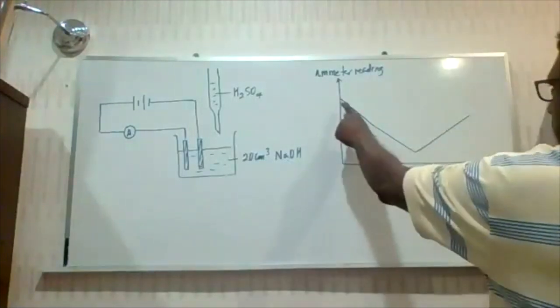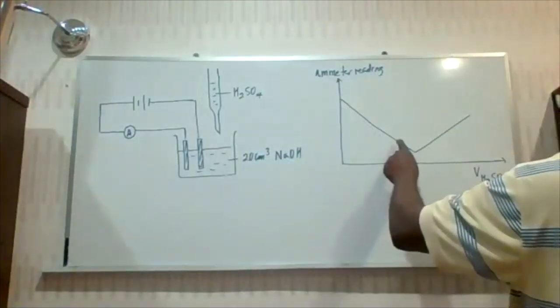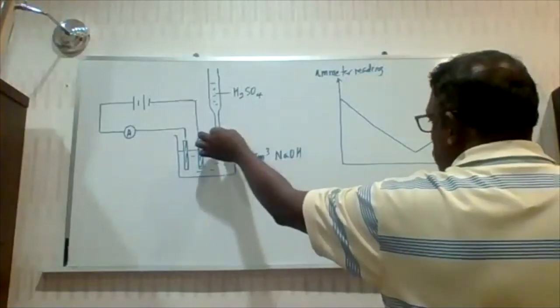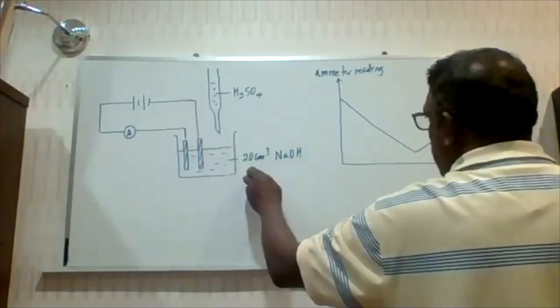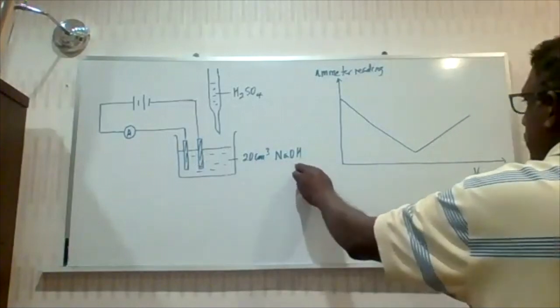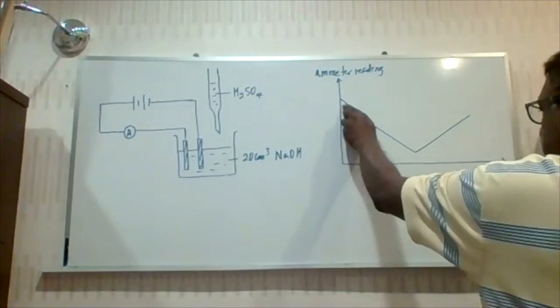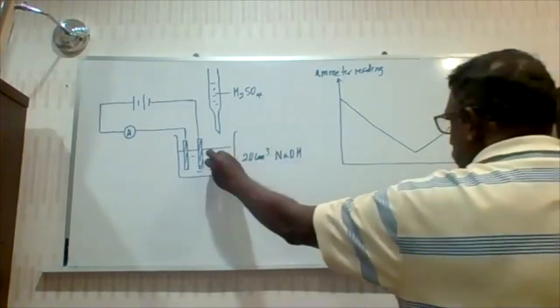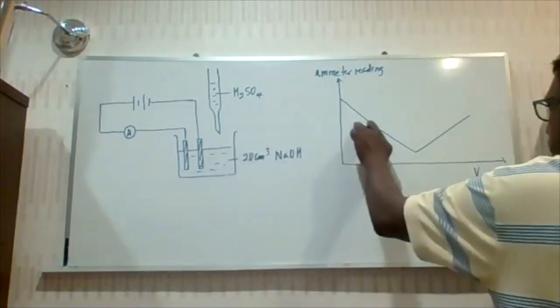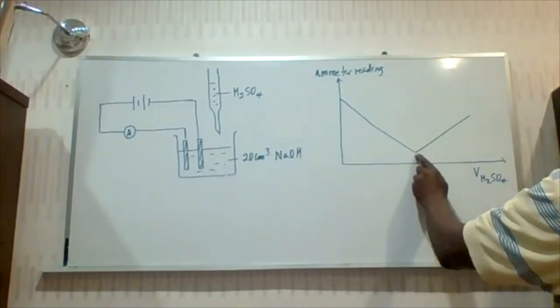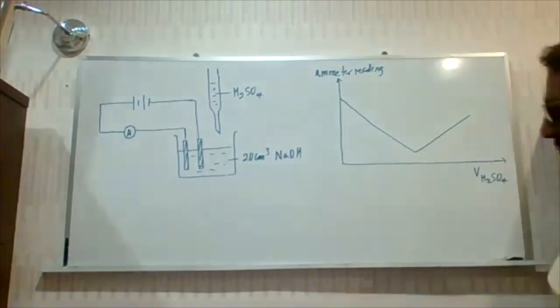So you can see that the ammeter reading decreases, which means as titration is carried out, as you are dropping acid drop by drop into the 20 cm³ of sodium hydroxide, the current flow in the beaker decreases until it reaches a minimum point. After that, it starts increasing again.